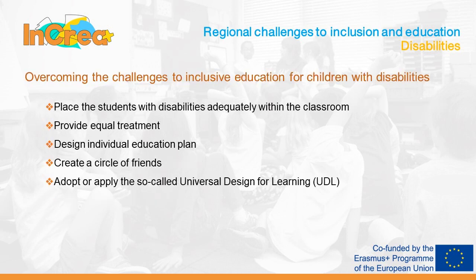In order to overcome the challenges to inclusive education for children with disabilities, teachers need to place the students with disabilities adequately within the classroom, provide equal treatment, design an individual education plan, create a circle of friends, and adopt or apply the so-called Universal Design for Learning, UDL.